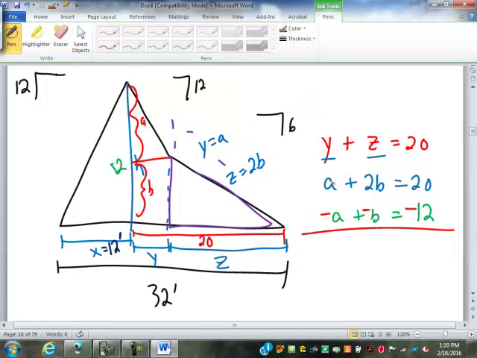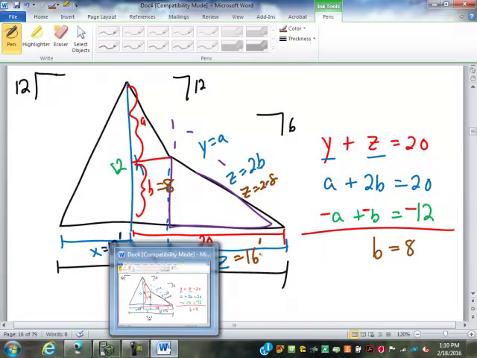Oh, now we're doing systems of equations. a plus negative a is gone. 2b plus negative b is just 1b. 20 plus negative 12 is 8. So b equals 8. If b is 8, z is 2 times 8, or 16. Which means y equals 4.